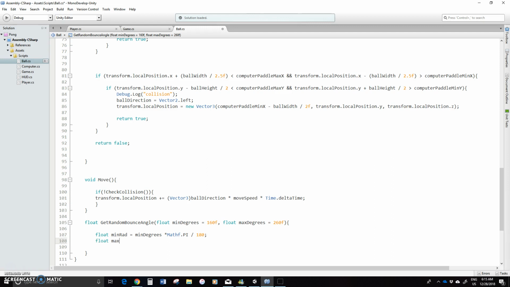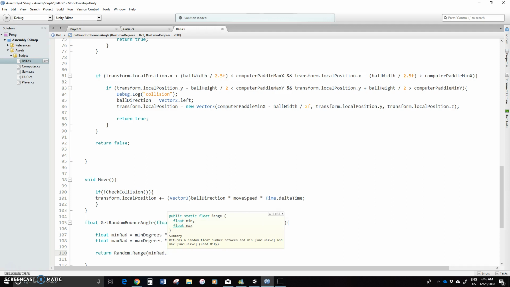And then the float max rad, the maximum radians, is going to be the max degrees, same math here: degrees times Mathf.PI divided by 180. So we're taking the degrees and converting them into radians. Now we've got to return a value here. We're going to return a random range, and that value is going to be somewhere between the min rad and the max rad. So somewhere between 160 and 260 degrees, converted into radians.